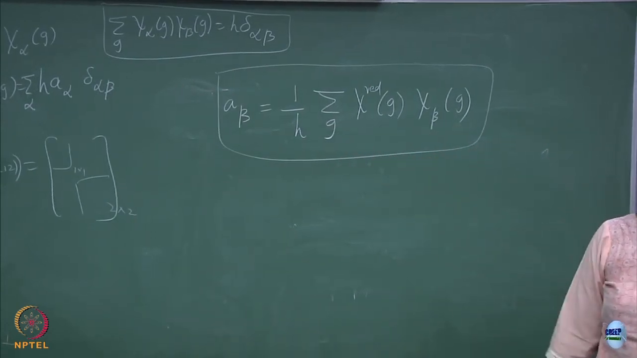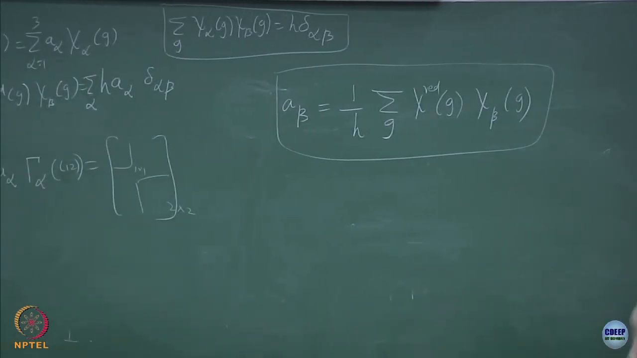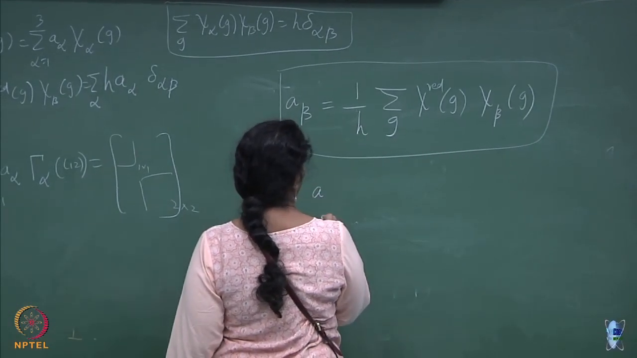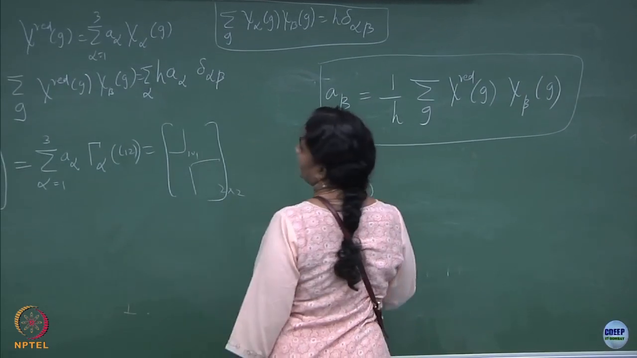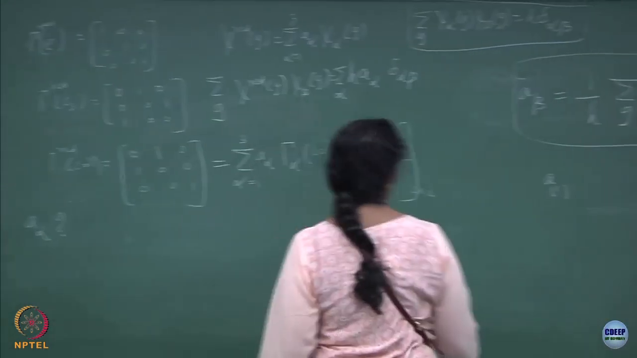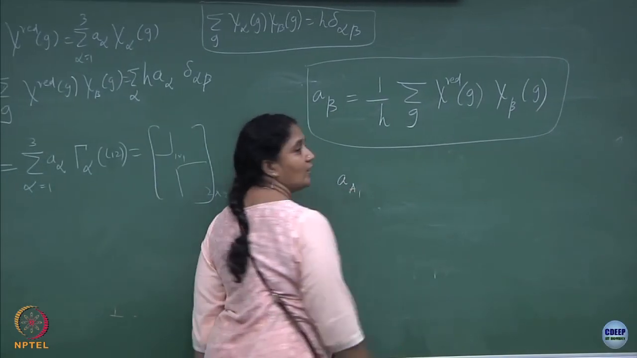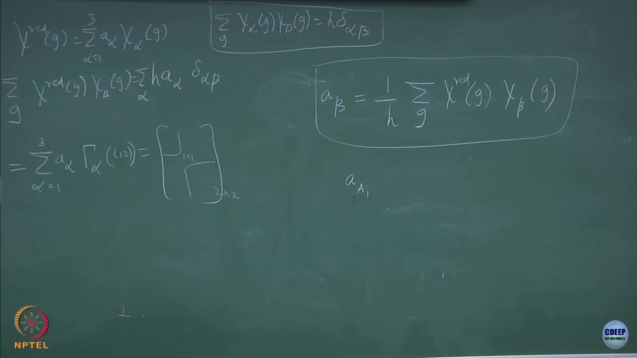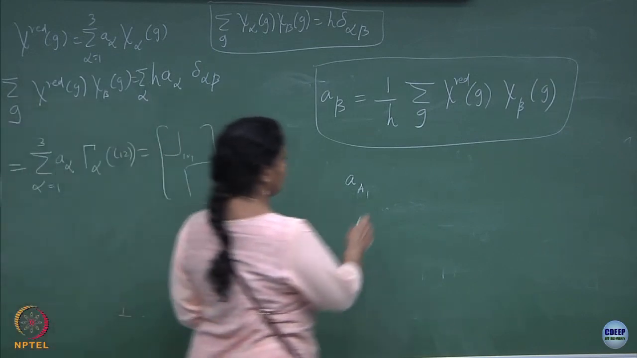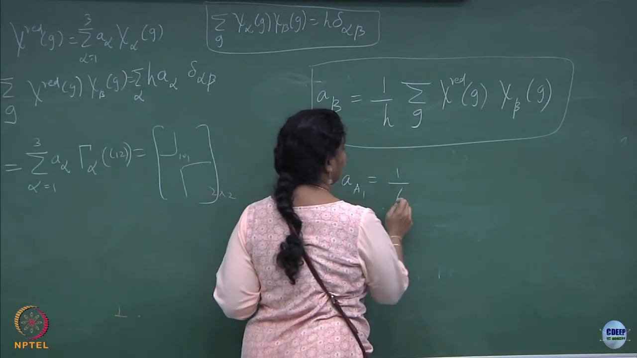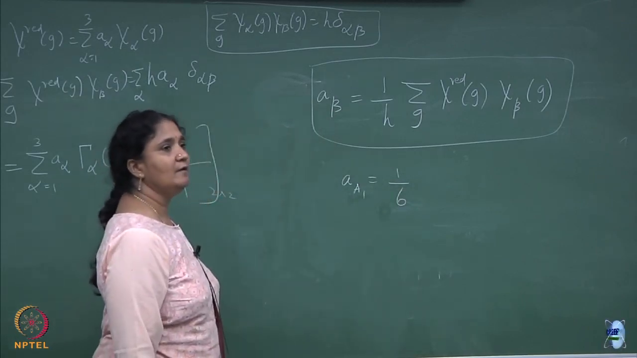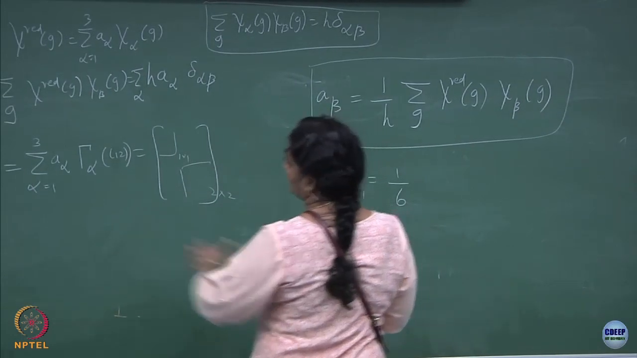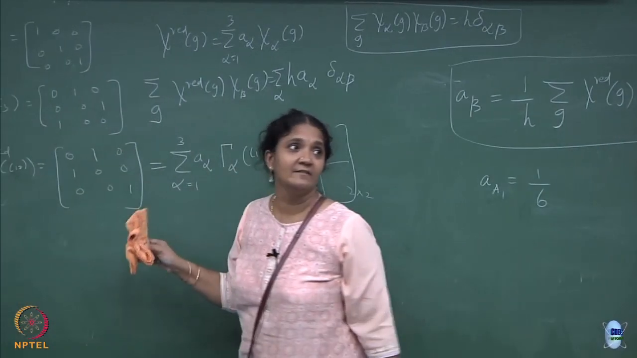So, let us determine what is A alpha for this representation which I have written. Can we do that? A for the trivial representation, which I am calling 1, or according to the Mulliken notation, I will call it A 1. Can you tell me how much it is? 1 over 6, because 6 is the order of that group, and we are doing it for the symmetric group of degree 3 only, right. So, that is why I am doing this.